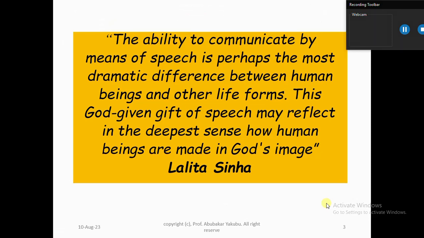I want to credit a very popular writer and researcher for what she said about communication. She said, the ability to communicate by means of speech is perhaps the most dramatic difference between human beings and other life forms. This God-given gift of speech may reflect in the deepest sense how human beings are made in God's image. Lalita Singha, a very respected writer, and I respect her for her different knowledge contributions to mankind.